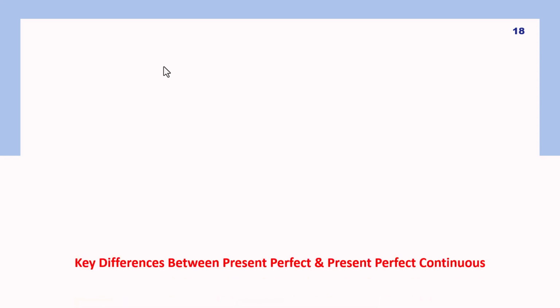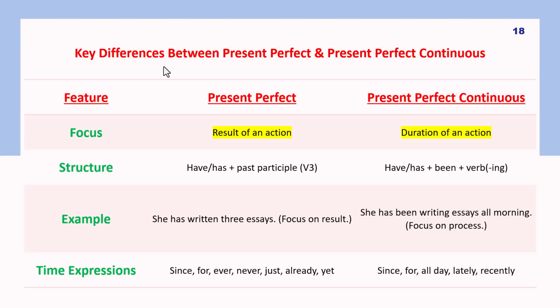Now let's talk about the differences between the present perfect and the present perfect continuous tense, as I promised at the beginning of the video. Now look at the features, present perfect and present perfect continuous tense. First of all, the difference is the focus of these two tenses. Present perfect focuses on the result of an action, while on the other hand, present perfect continuous tense focuses on the duration of an action. So these two are completely different, right?